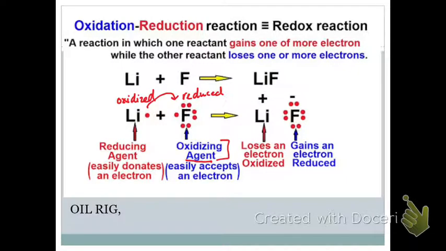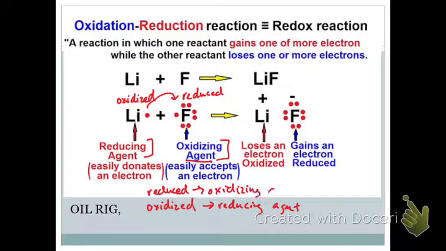Because lithium is being oxidized, it is donating its electron to fluorine, causing fluorine to be reduced. So lithium is the reason why fluorine is being reduced, so we call it the reducing agent. Something that might help is I always just remember the one that's being oxidized is the reducing agent, and the opposite is true: the one that's being reduced is the oxidizing agent. Okay? So those are the things we have to remember. So let's do some practice problems.